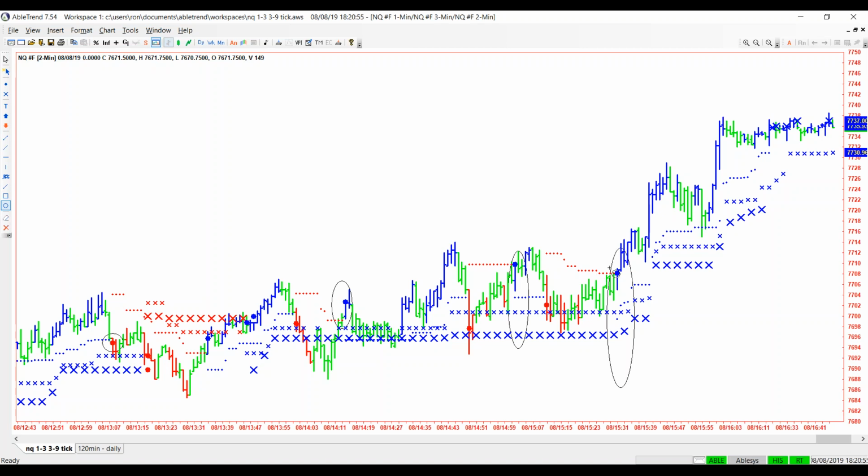And then again, another great trade at the end of the day. Even more. It was just great. Stop out there, and then again, right there, back in again. 5 minutes before the close, it shot up another 15 points, and AbleTrend gave us another 15 point winner, which is $300 because it's $20 per point.